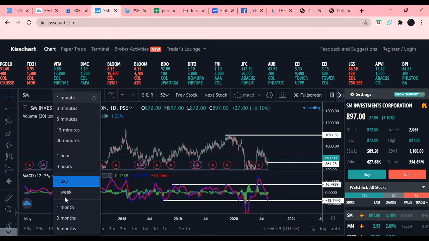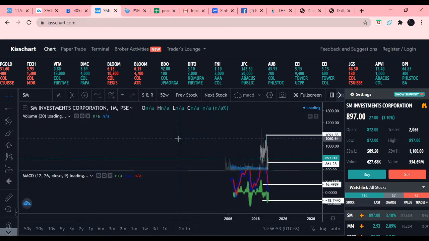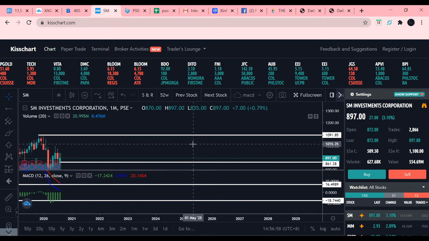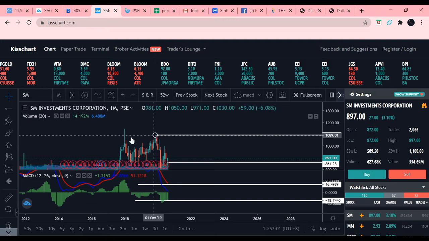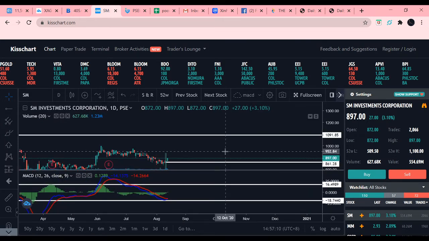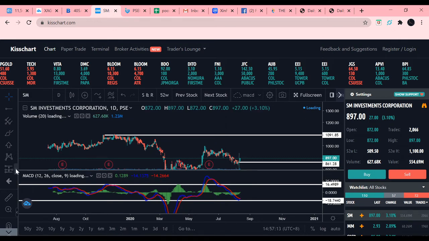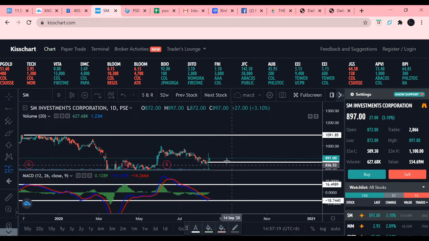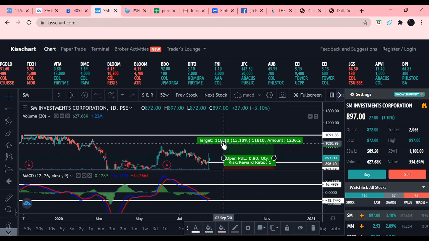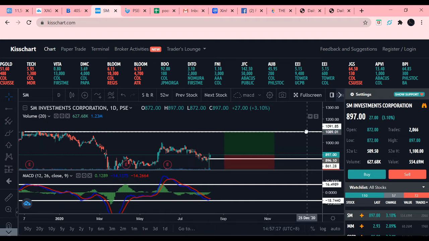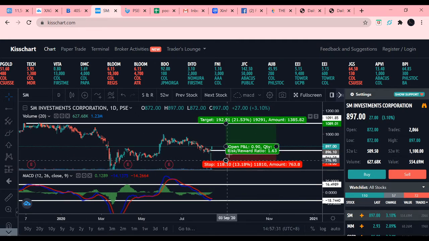Is that the all-time high? Check lang natin, kung yan yung all-time high. Around the 1,000, more than 1,000, yeah. So, yun. So, antayin ko siya doon, near the all-time high. So, balik tayo sa daily. So, on that note, let's see kung attractive si SM at this point. Target ko dito. And then, here.